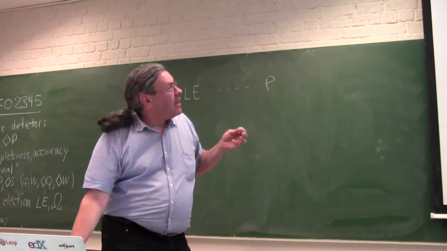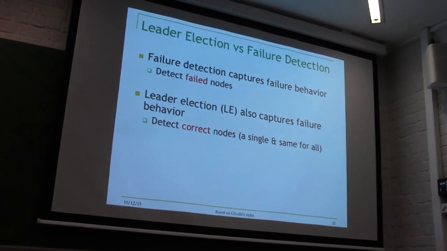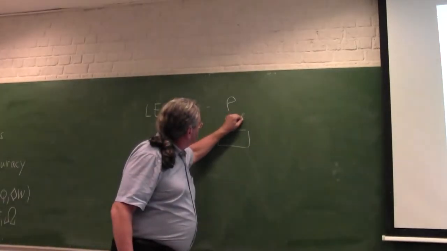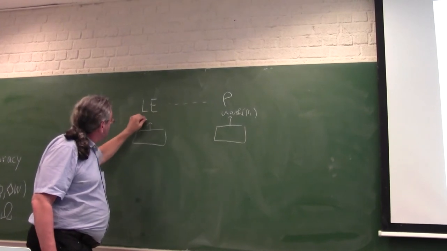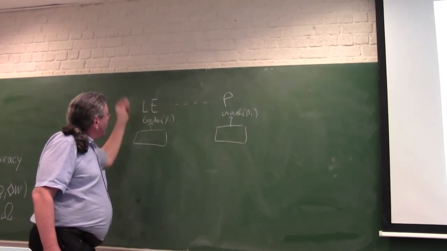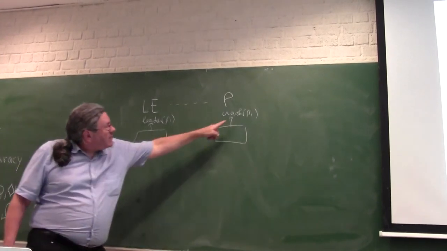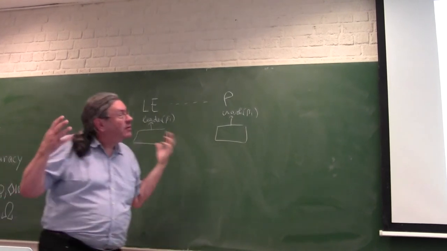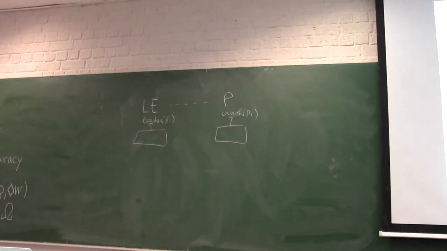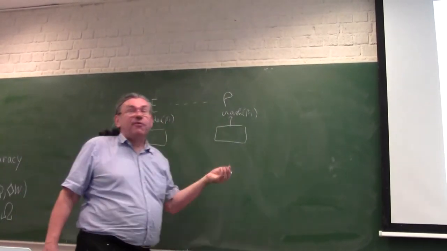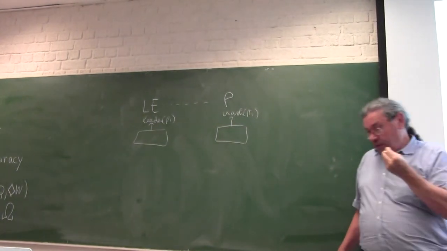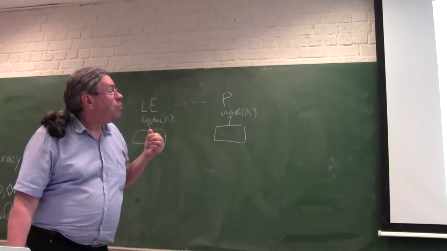So leader election is intuitively a little bit like a failure detector. The failure detector says whether a node has crashed. And the leader election is also a box with a message coming out. It says Pi is the leader, and these nodes have some property. In a failure detector, they should all be failed nodes. But in a leader election, we actually want to detect the correct node, which is the same for everybody. So I'm just giving some intuition here, which is going to help us when we want to specify this.